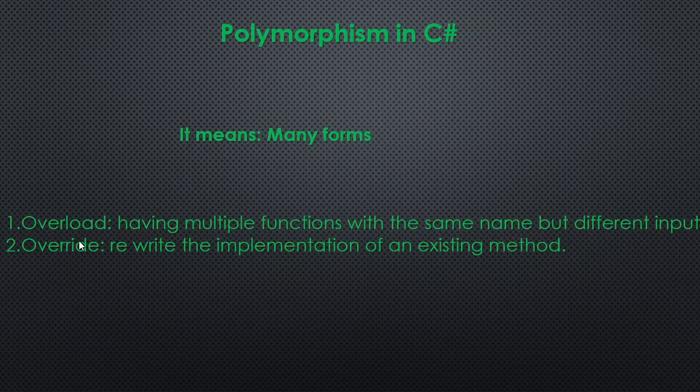The override, as I explained in the last feature in the abstract class, is how we can rewrite the implementation of an existing function. If you remember in the last example in C#, we created an abstract method, and we said that we can rewrite its implementation inside another class. And the override here is the same, but we will talk about the override in a simple class, not in an abstract class. But what about the overload?